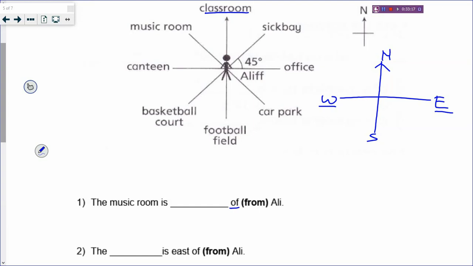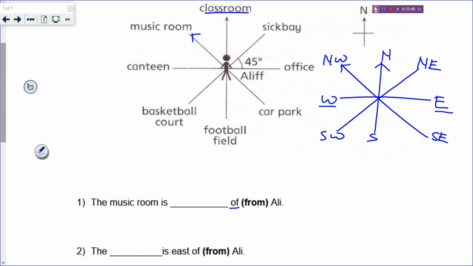And then there's an 8-point compass. Alright, there's another 2 lines which are diagonal, and this is your northwest, your northeast, this is your southeast, and this is your southwest. Alright, so from Ali, if he wants to go to the music room, which direction is that? So it is going this direction, which is northwest.